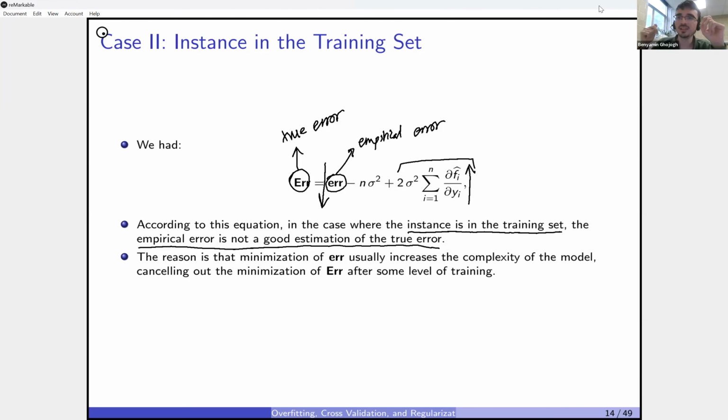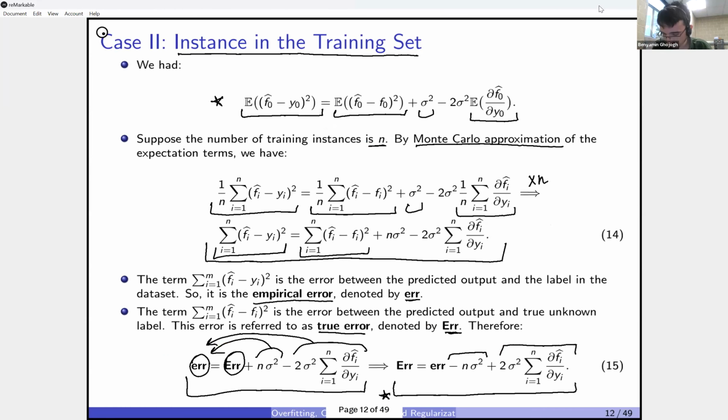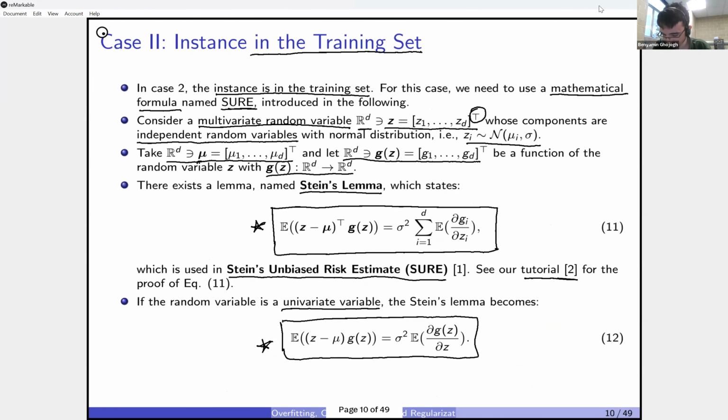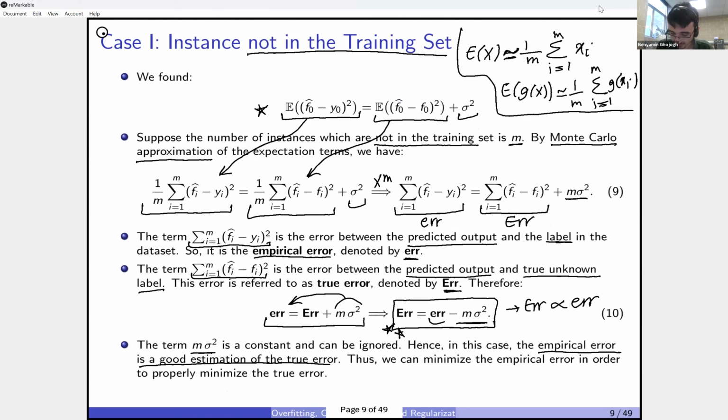Now let's compare this with case one, where we didn't have that complexity term. It was equation 10. In equation 10, empirical error was a good estimation of true error, and there is no complexity term. I think it makes sense because we are not using that for training, and as we are not using it for training, we are not modifying the complexity of the model. The complexity of the model changes by training.